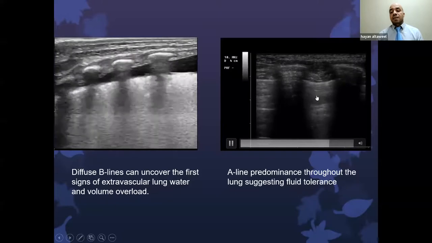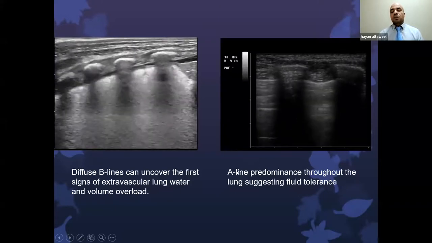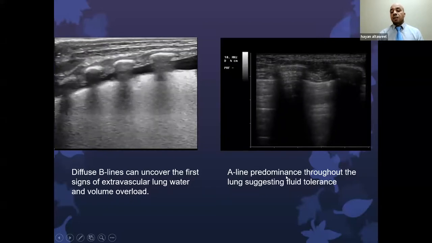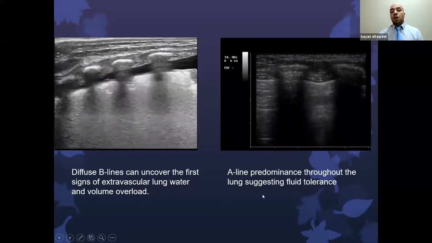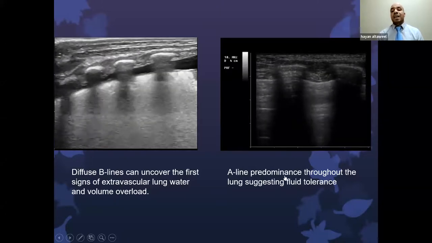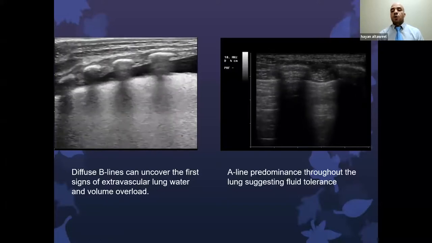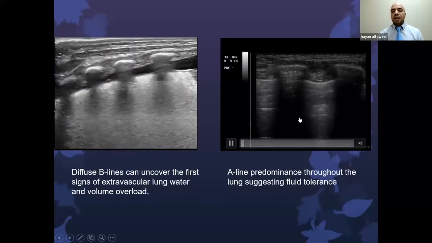By imaging and viewing this lung ultrasound, I can tell that there is A-line predominance throughout the whole lung, which suggests fluid tolerance. So this patient can tolerate more fluid. If I am giving fluid, I will ask for more fluid because he can tolerate more.